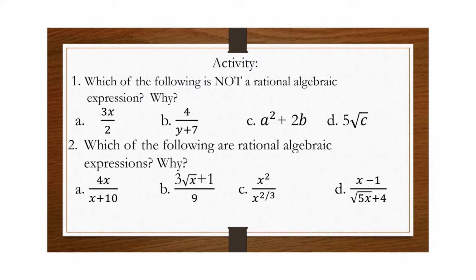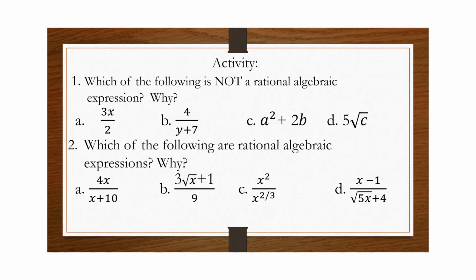I'd like you to try this out. For question 1, which of the following is not a rational algebraic expression, and why? Yes, you're right. The answer is letter D. If you look at letter D, it has a square root of a variable in there. That makes it not a rational algebraic expression. All the rest are rational algebraic expressions.